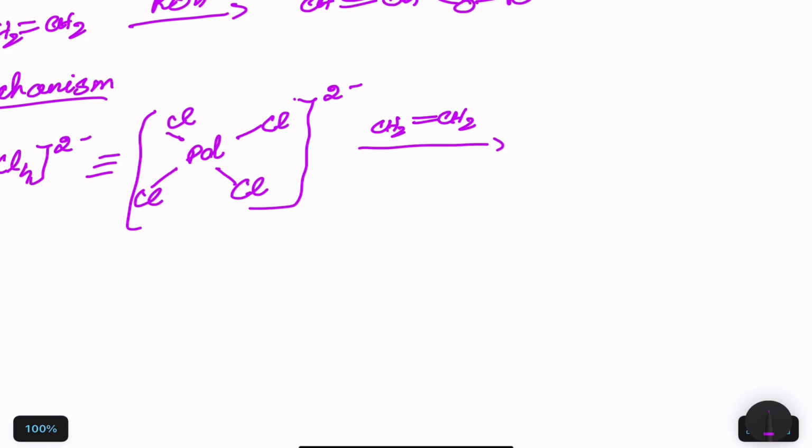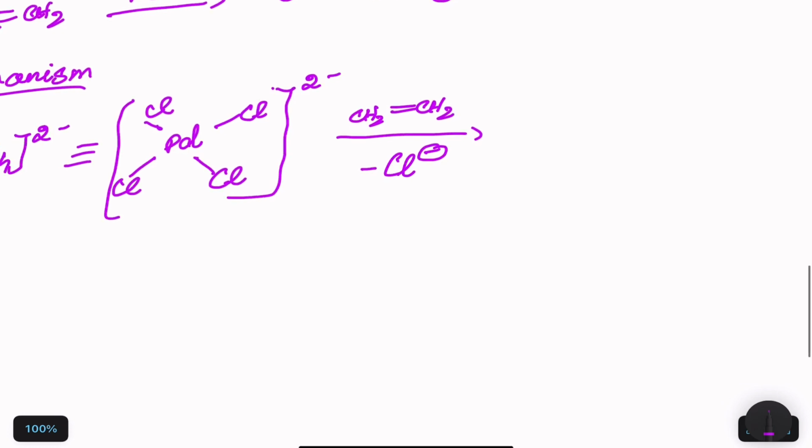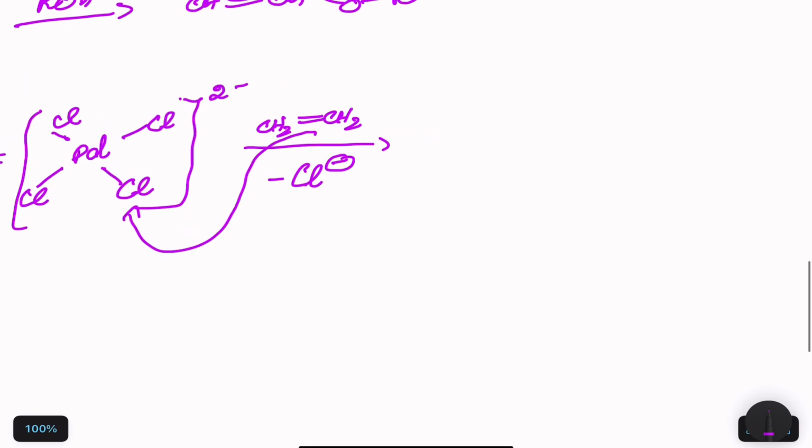So this palladium can accommodate only 4 ligands. Then only it will be in +2 oxidation state. So something has to be removed. So one chlorine is removed, okay. And this is going and attacking this place, okay. Any place. You can consider any place.